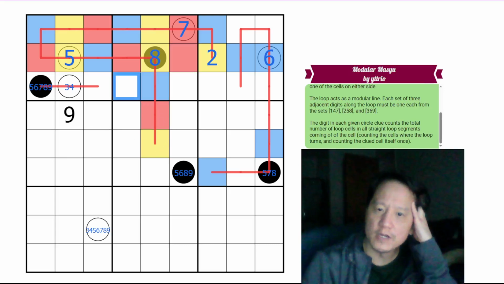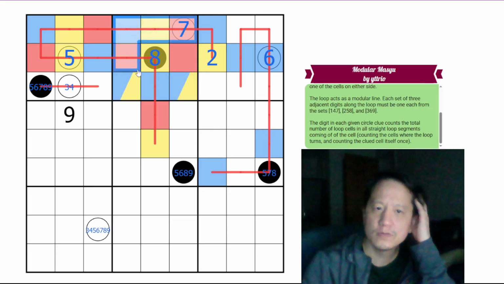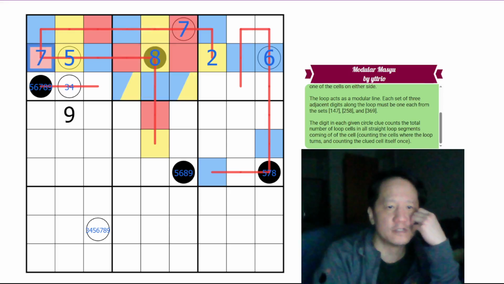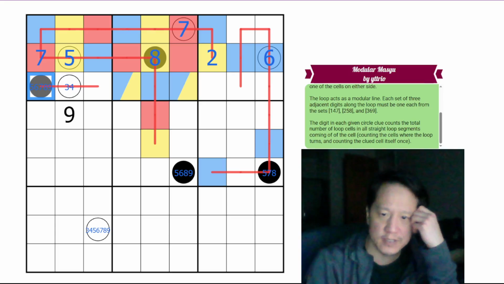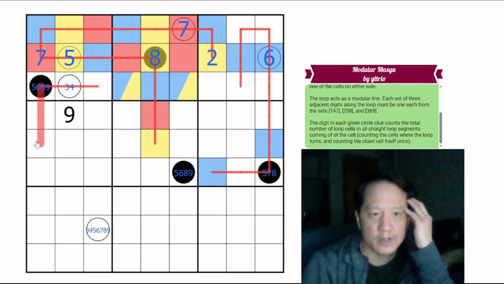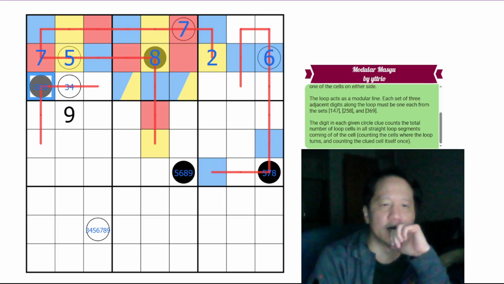We have blue and yellow left here in box 2. So this is 1, 4 as a pair. Therefore, that forces this to be 7. So this cannot be 7 here. This has to turn this way. Cannot be 5.